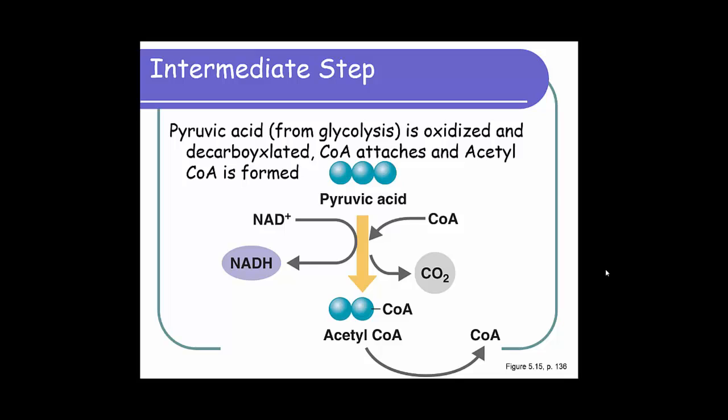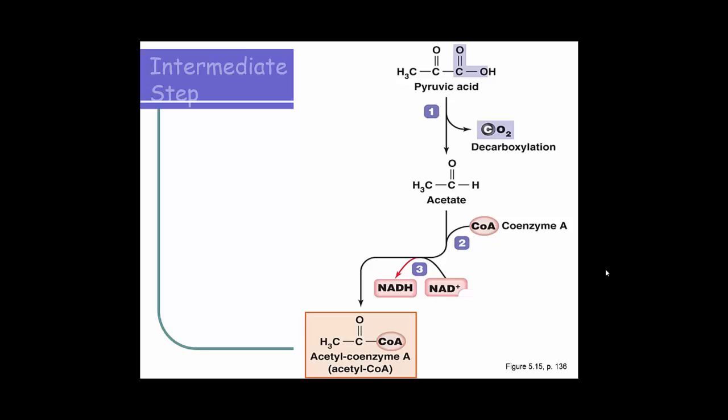Because pyruvic acid is oxidized, somebody's got to pick up the electron. Here's our friend NAD+. So for each pyruvic acid, we get an NADH, CO2, acetyl-CoA. How many pyruvic acids did we get from glycolysis? 2. This figure on 136 shows what happens with each of the atoms as we move through the intermediate step.